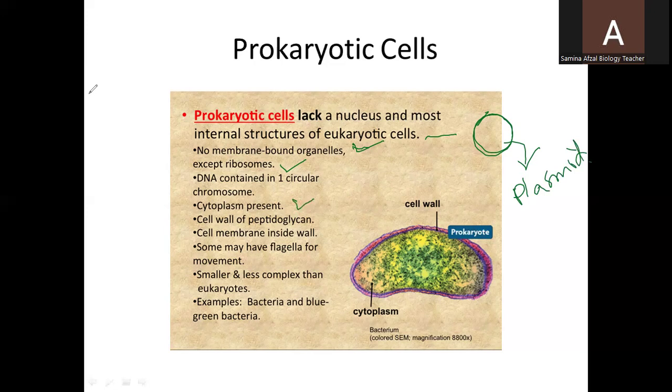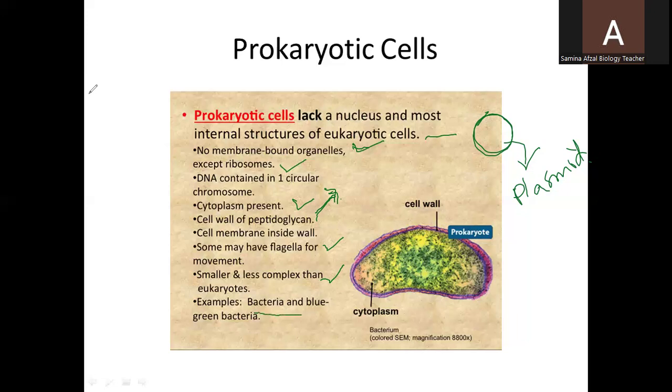So cytoplasm is also present. Cell wall is made up of peptidoglycan. So this is another type of carbohydrate. So cell membrane inside the cell wall, cell membrane is also there. Some have flagella for their movement. So flagella is a locomotive organ, with the help of which these organisms can move from one place to the other. So they are smaller and less complex, not complicated, just like the eukaryotic cells.